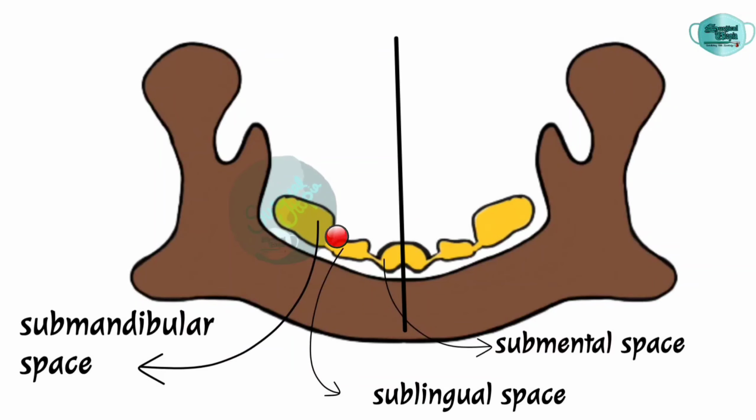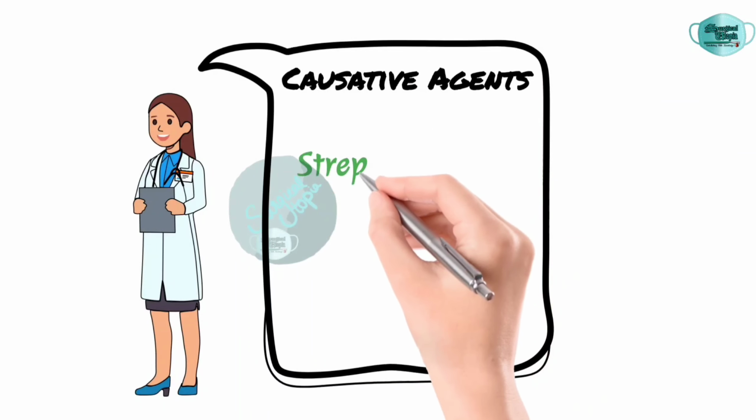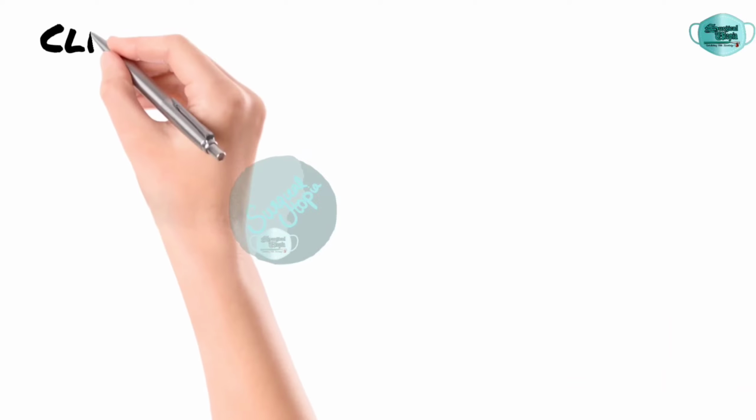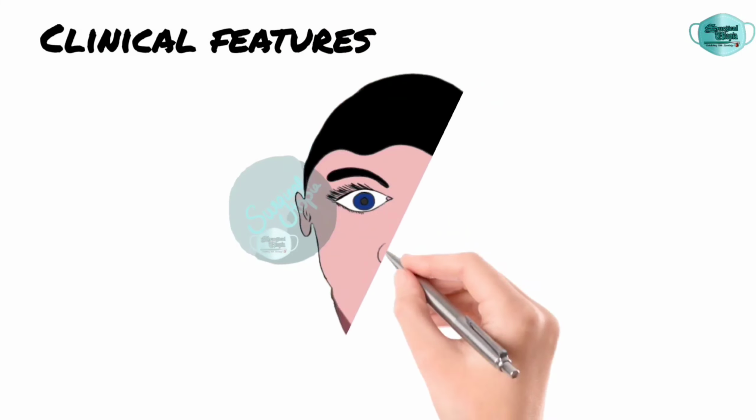The condition is usually caused by dental infection, and apart from dental infection, parapharyngeal abscess, mandibular fracture, submandibular salivary stone, soft tissue laceration and secondary infection of oral malignancy will also cause this condition to occur. Now coming to the causative agents, the most common microorganisms responsible for this condition are Streptococcus, Staphylococcus and Bacteroides.